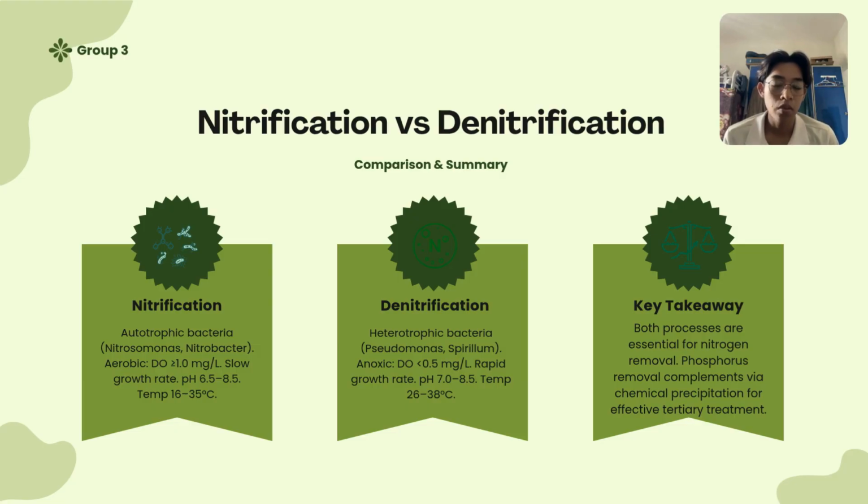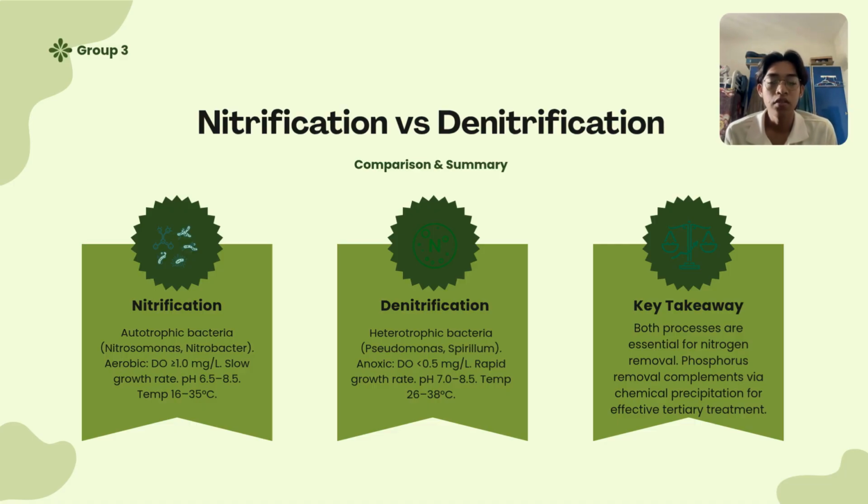Nitrification is the process where ammonia is converted into nitrate by autotrophic bacteria such as Nitrosomonas and Nitrobacter. This process happens under aerobic conditions, meaning oxygen is required. The dissolved oxygen should be at least 1 milligram per liter. Nitrification has a slow growth rate and works best at a pH of 6.5 to 8.5 and a temperature of 16 to 35 degrees Celsius.